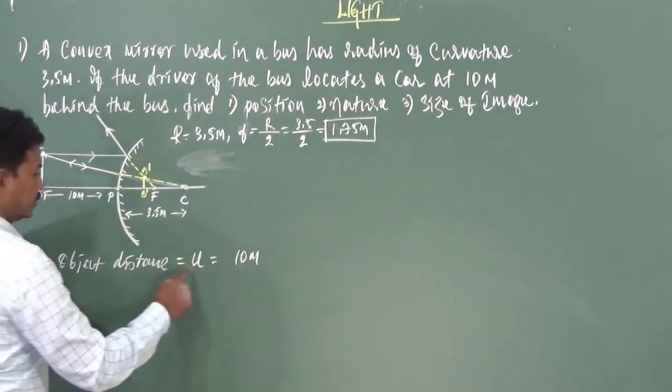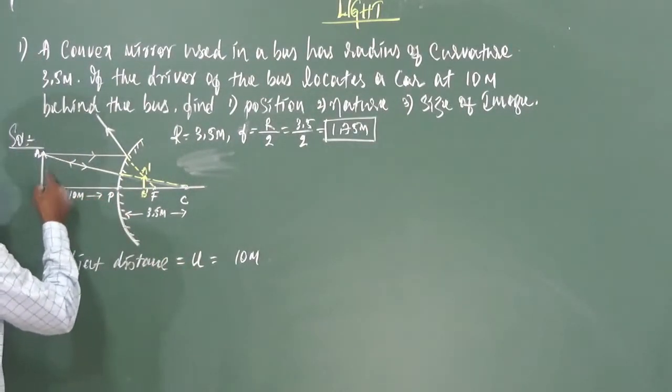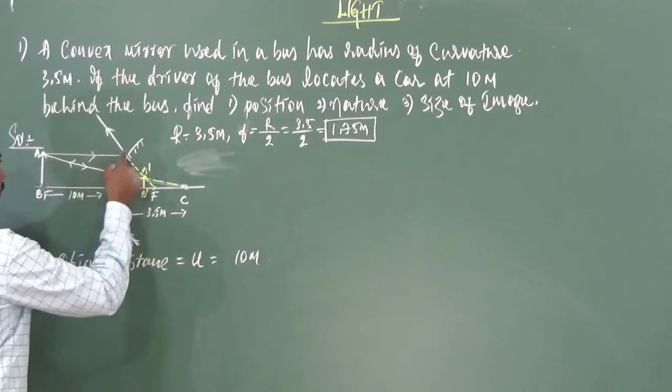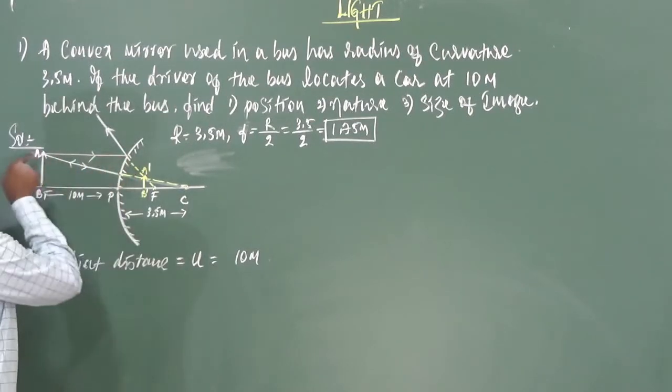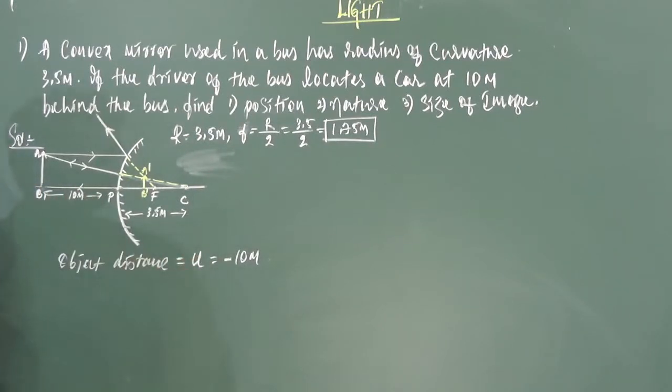So object distance is U, but it is measured from the pole of the mirror towards the object in the direction opposite to that of incident light rays. So this incident light ray, this is you are measuring, so therefore it becomes negative. U is equal to minus 10 meters. Now we will take the focal length.